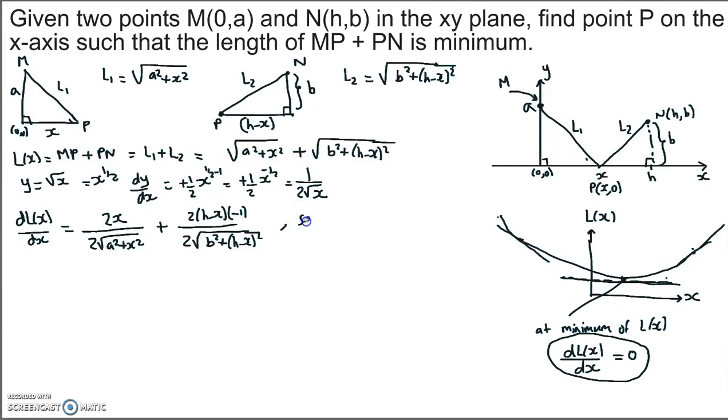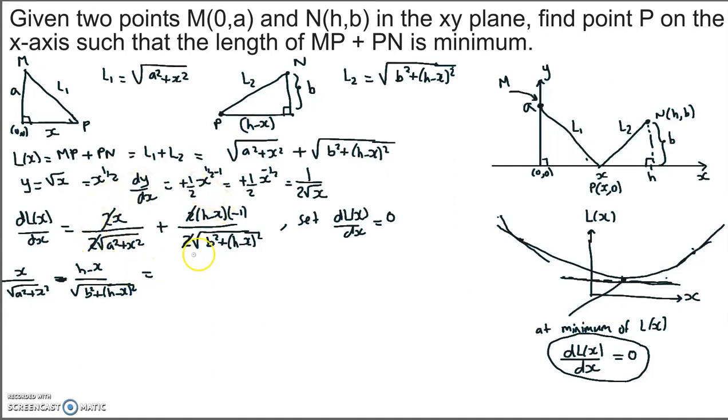So now we need to set dL of x by dx equal to 0. So first of all, this 2 will cancel with this 2. This 2 will cancel out with this 2. So we have x over the square root of a squared plus x squared equals h minus x divided by the square root of, this should have been minus, b squared plus (h minus x) squared.